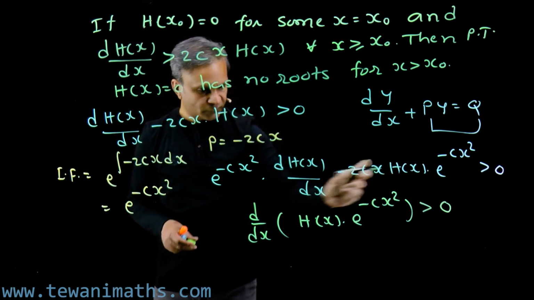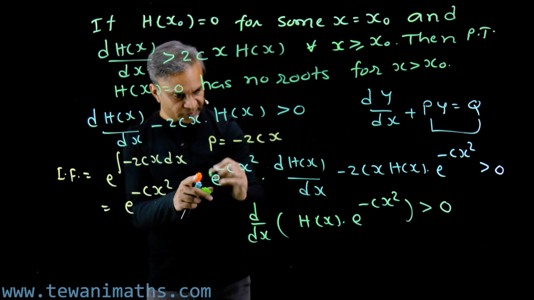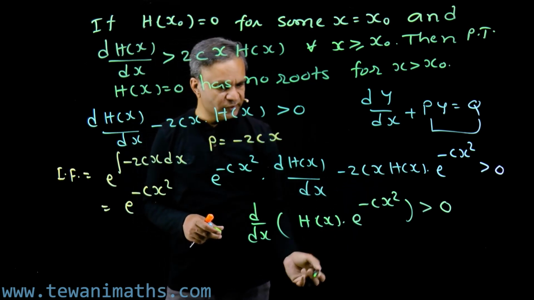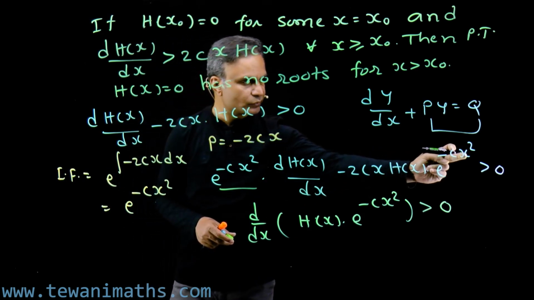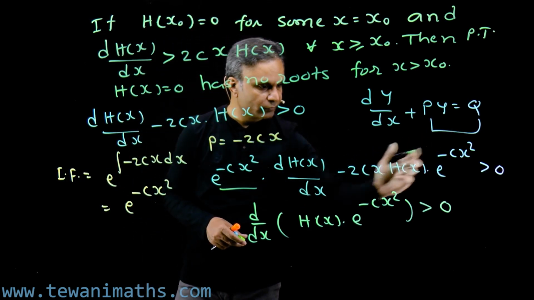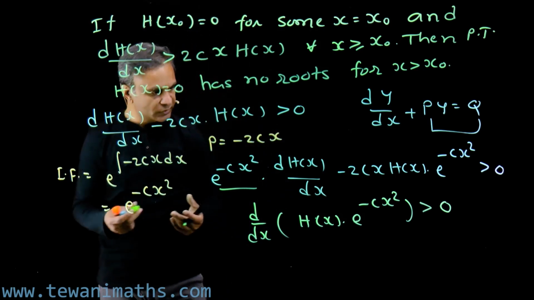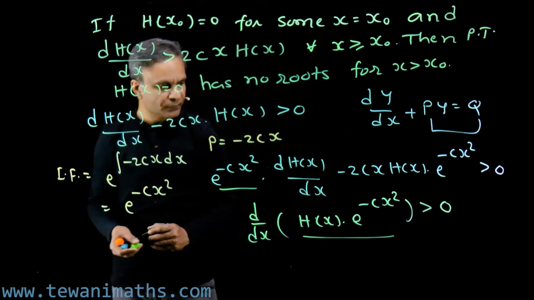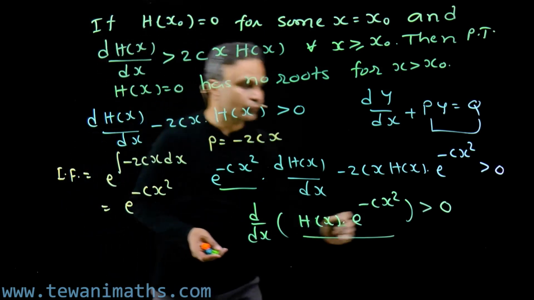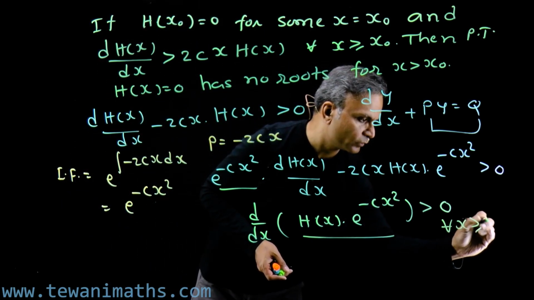Here we have h(x), here we have its derivative. Here we have this expression, here we have its derivative. Derivative of this is e^(-cx²) times the derivative of -cx², which is -2cx. So using the product rule, this is the derivative of this expression, and this is greater than 0 for all x greater than or equal to x₀.